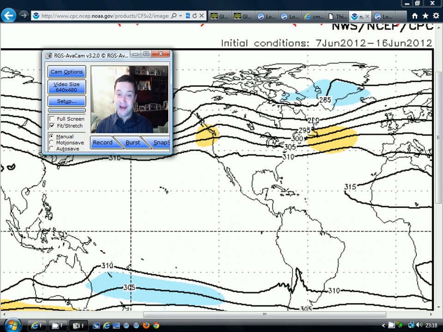As I say, it was going to be discontinued in June, but they've decided to keep on with it until October. But anyway, this is CFS version 2, and this is the 700 millibar height anomaly chart. So very similar really to the 500 millibar heights, just in a slightly different area in the atmosphere. And this is for September, October and November, the autumn of 2012.